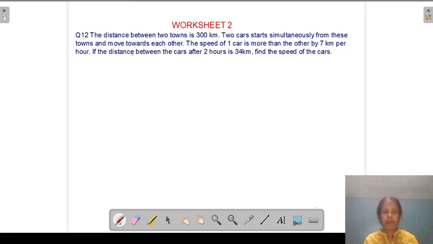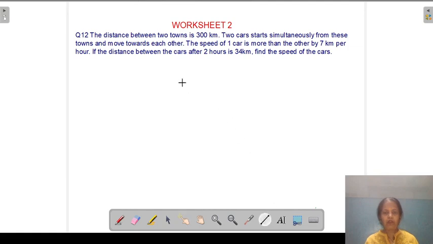Question number 12 is: the distance between towns is 300 kilometers. Two cars start simultaneously from these towns and move towards each other. The speed of one car is more than the other by 7 km per hour, and the distance between the cars after 2 hours is 34 kilometers. Find the speed of the cars.